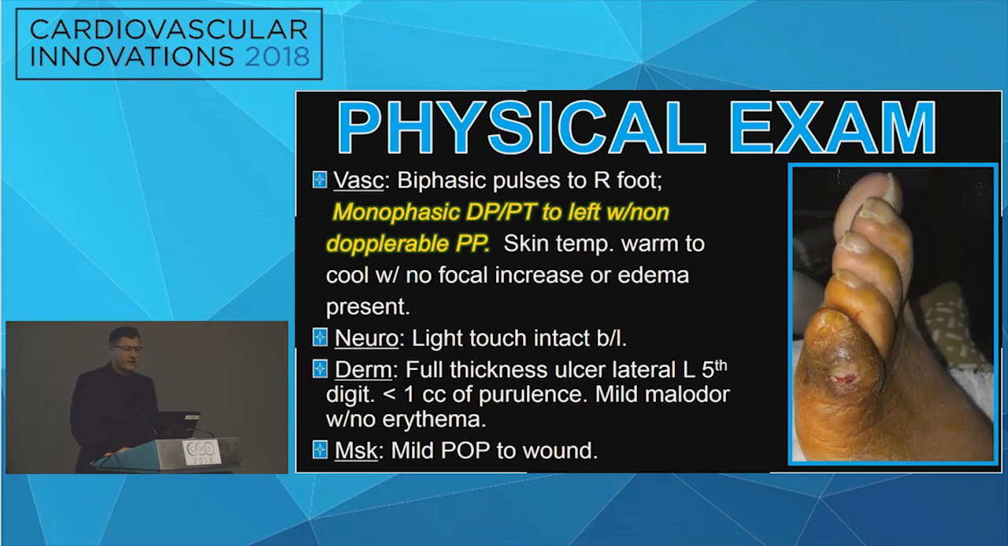patient is seen to have biphasic pulses to the right foot, as well as a monophasic DP and PT to the left with a non-Dopplerable perforating peroneal. The skin temperature is warm to cool with no focal increase or edema present. Light touch sensation is intact, and as you can see from the picture, the patient does have this full thickness wound. It has some mild purulence as well as mild malodor with no erythema.